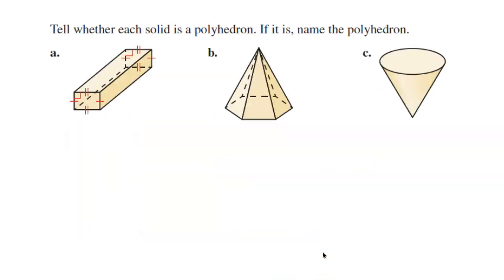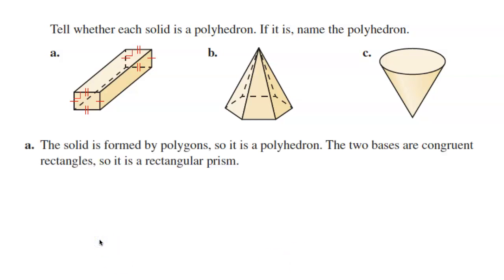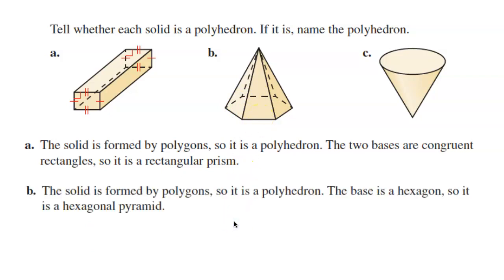All right, so to determine whether or not something is a polyhedron, basically ask yourself, is every possible face a polygon or not? Well, in A, yes, that is a polyhedron, and you'd call this a rectangular prism. For B, we have a base that's a polygon, and all the lateral faces are triangles, which are also polygons, so this would be a polyhedron, and we'd call that a hexagonal pyramid. Option C, well, obviously the base right here is not a polygon. It's a circle. And so because of that curved surface, we know that it's not a polyhedron, but it still has a name. We'd call that a cone.